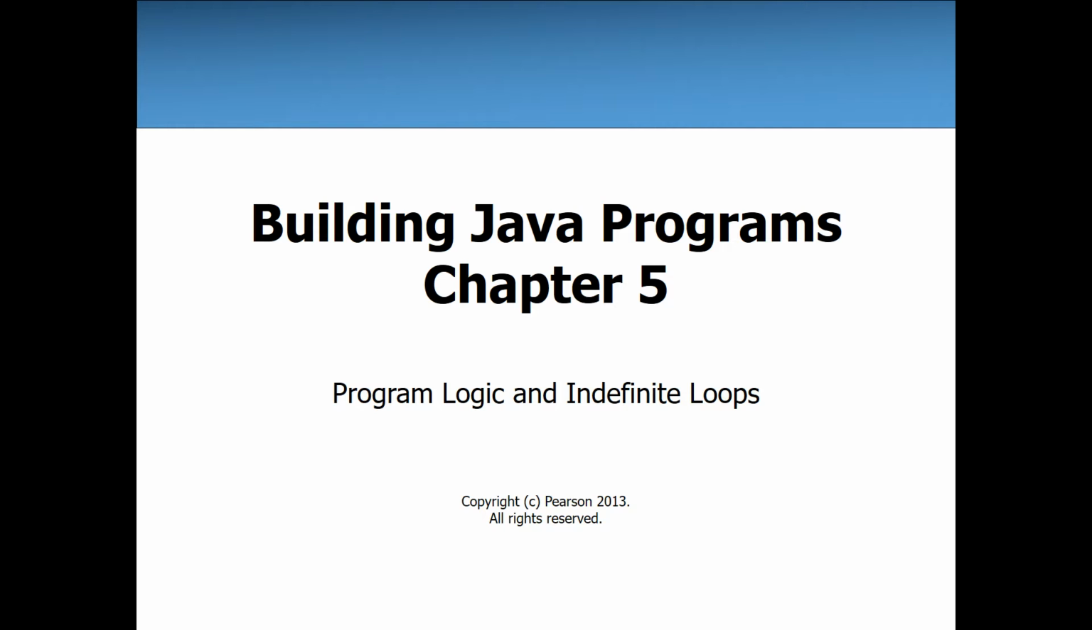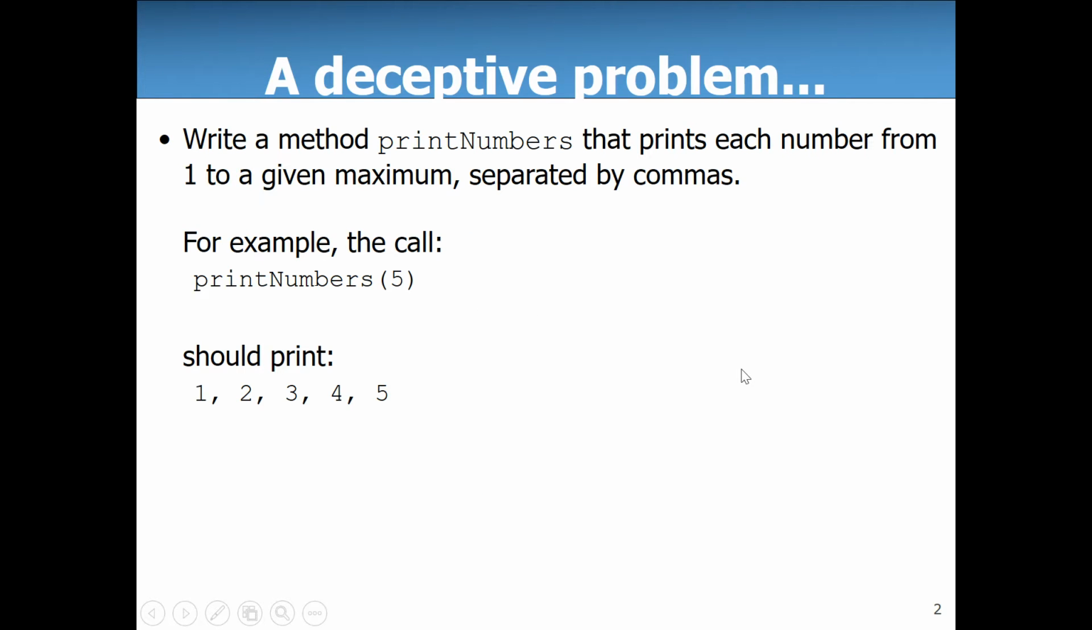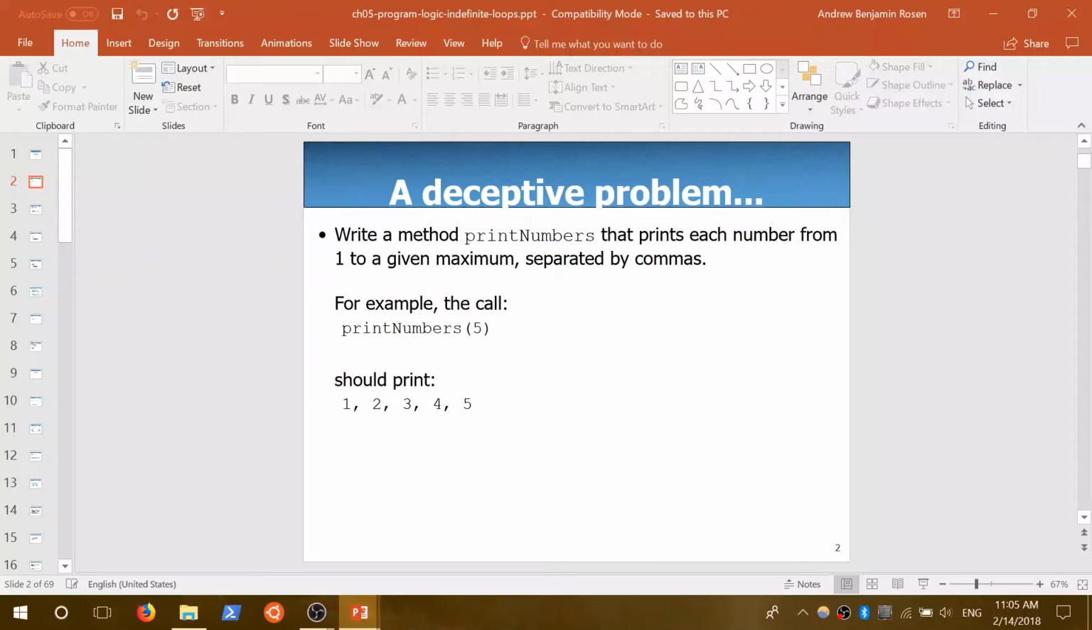So, all right. We're going to go over some program logic and indefinite loops, specifically the fence posting problem and while loops. Let's start by working on a problem that looks simple, but actually is a bit troublesome. Let's write a method called print numbers that prints each number from 1 to a maximum, separated by commas. So, for example, if we called print numbers 5, it will print 1, 2, 3, 4, 5, separated with commas, but no comma after the 5.